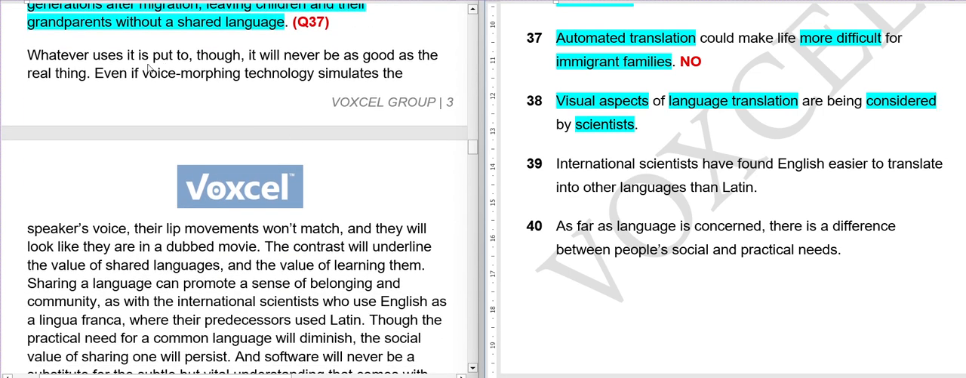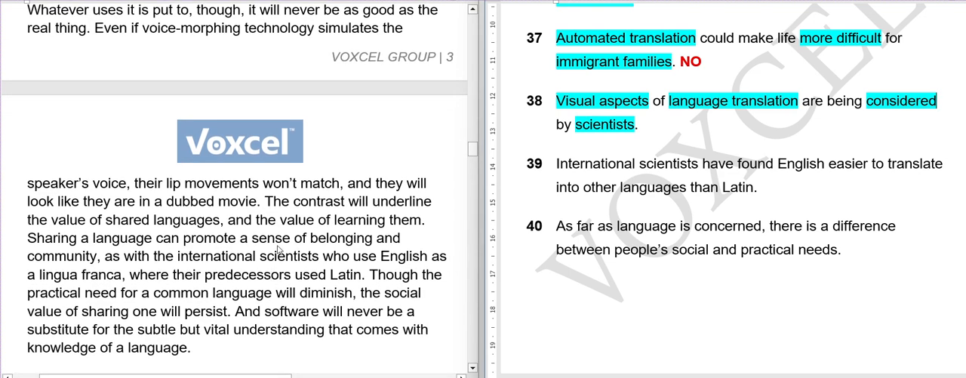Whatever use it is put to, it will never be as good as the real thing. Even if voice morphing technology simulates the speaker's voice, their lip movements won't match and they will look like they are in a dubbed movie.